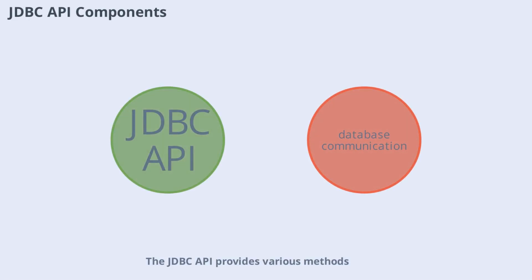The JDBC API provides various methods and interfaces for easy communication with databases. It includes packages like java.sql and supports both Java SE and Java EE environments. This API enables the write once, run anywhere capability, making Java a versatile choice for database-driven applications.